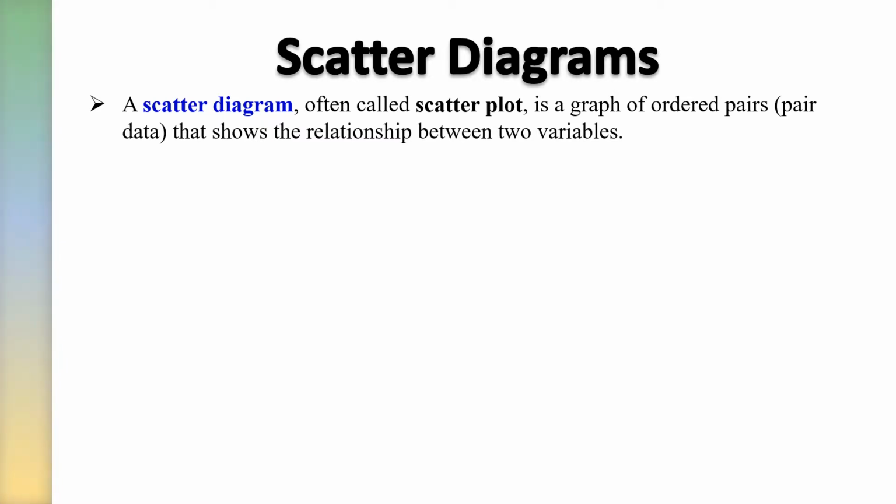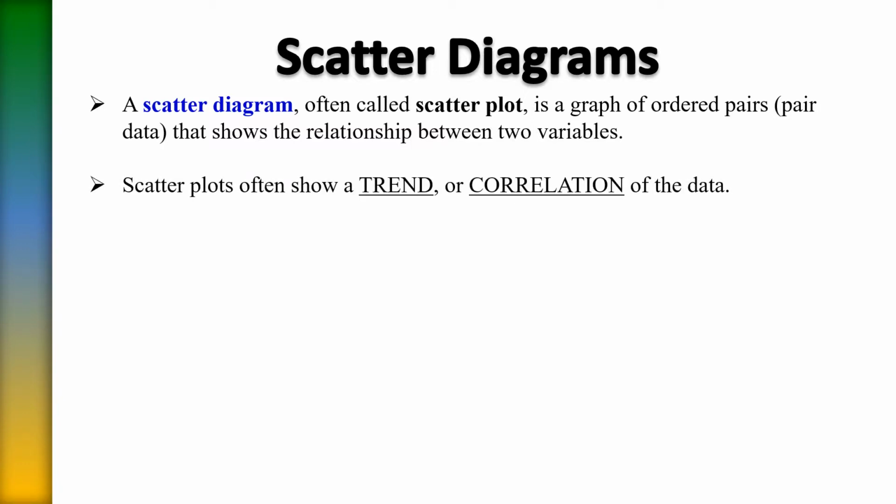Now, a scatter diagram, often called a scatterplot, is simply a graph of ordered pairs that shows the relationship between two variables. Sometimes they also call ordered pairs pair data. So suppose you were given data in a table and you were asked to plot this data. After you plot the data, you look at it and you want to analyze it to determine if there's any trend or correlation of the data.